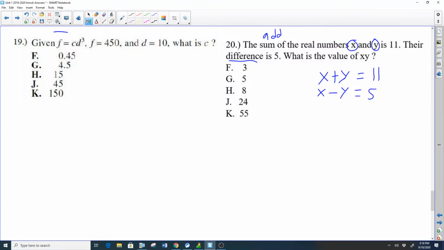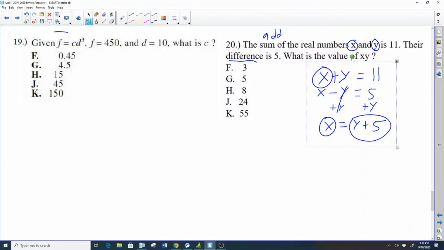So what I'm going to do is solve for one of these equations and plug it into the other one. So I'm going to go ahead and just add y to the other side. So then we get x equals y plus 5. And then wherever we see an x in this equation, we're going to substitute in the y plus 5. So now, instead of x, we have y plus 5 plus y equals 11. And now we can just solve for y.